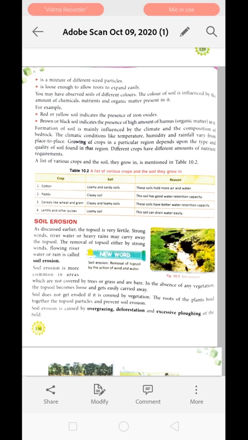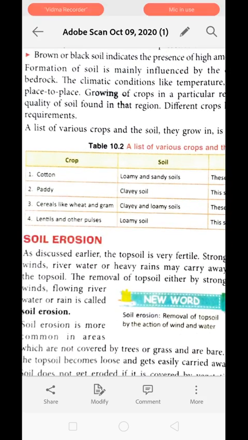Growing of crops in a particular region depends upon the type and quality of the soil found in that particular area. Different crops have different amounts of nutrient requirement. They get that from the soil, and the soil which is providing different kinds of nutrients to different kinds of plants also has different properties, different qualities, texture as well. Over here there are some types of crops and the soil that they need to grow. See, cotton needs loamy soil or sandy soil. These soils hold more air and water. That is why they need loamy and sandy soil.